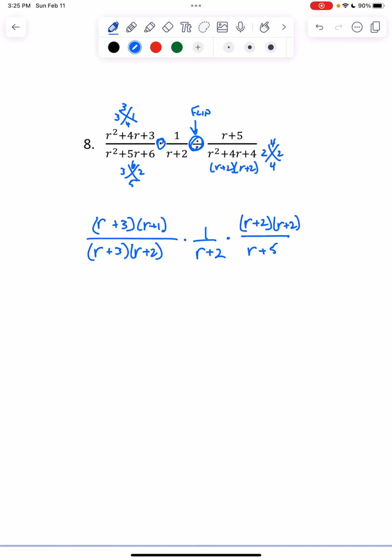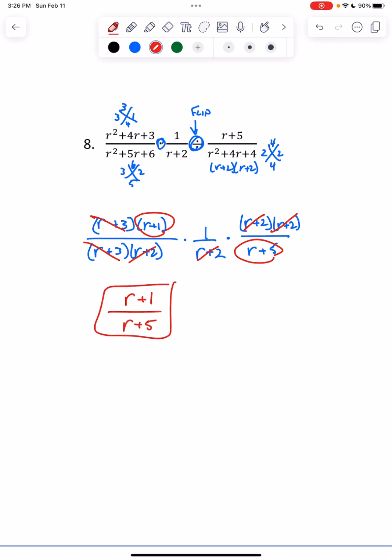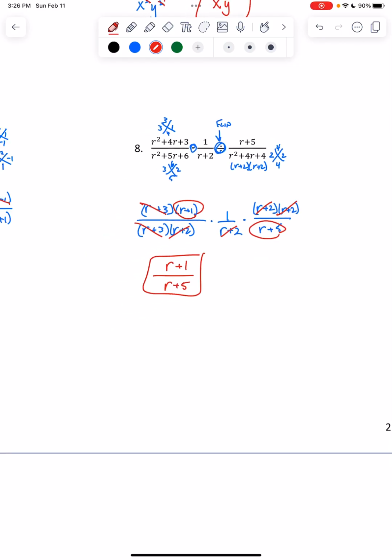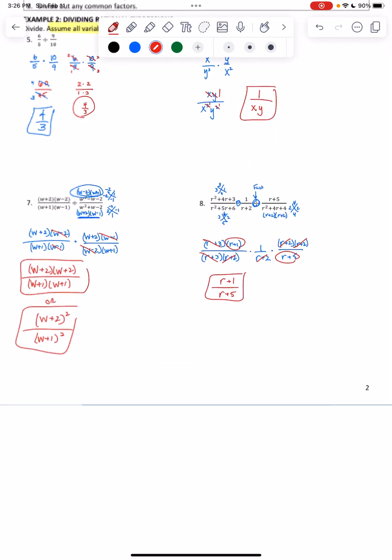Okay, so vertically, if we look, we can get rid of those r plus 3s. Nothing in the second fraction, nothing in the third fraction vertically. Then diagonally, if we look, we can go r plus 2, and then we can also say, well, there's r plus 2 there. So all we're left with is r plus 1 over r plus 5. Okay, so that's what we're working with, multiplying and dividing these rational expressions, okay?